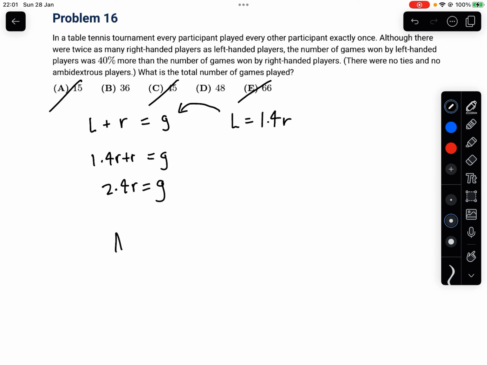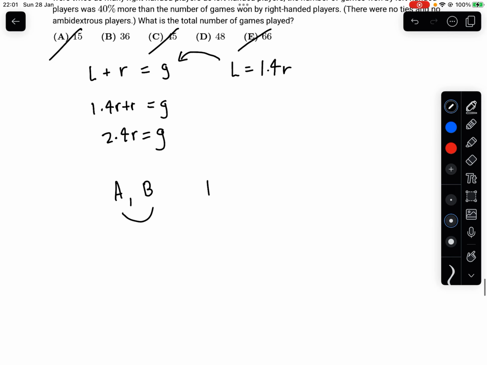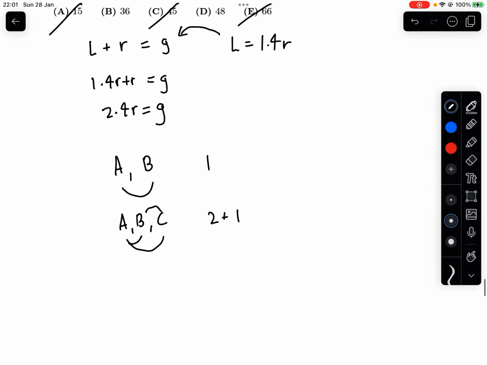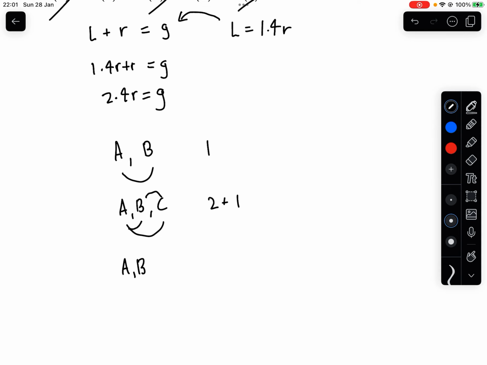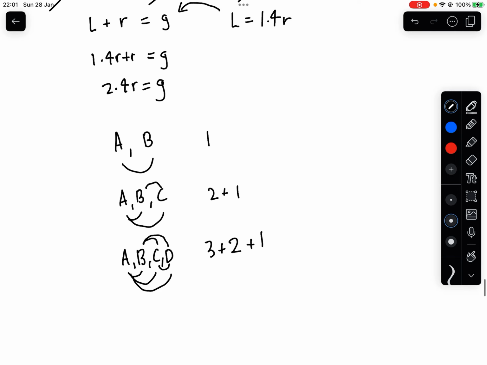Now let's look at this. If we have two players, player A and player B, how many times did they play each other? They play each other once. If we have three players, A, B, C, A plays B once, A plays C once, so that's 2, plus B plays C once, 2 plus 1. If we have four players, A plays B once, C once, and D once, so that's 3, plus B and C once, B and D once, so plus 2, and C and D once, so plus 1.